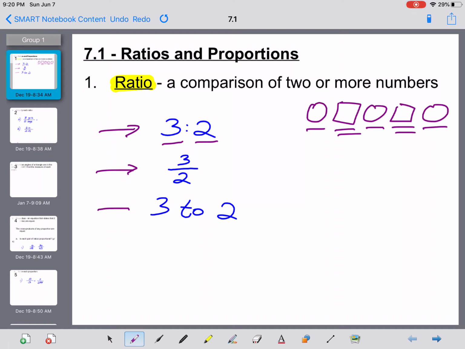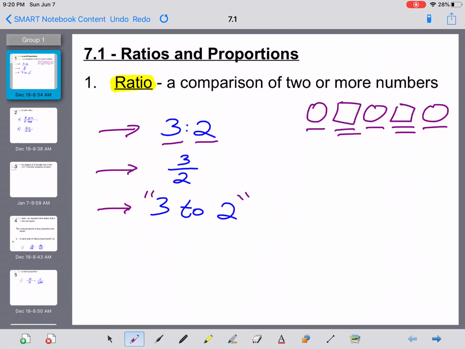This third way is one that you'll see more in a writing or a social studies or an English setting rather than in math, where you actually use the word "to" in the middle. But in all 3 of these cases, we would say it exactly the same way, and this is the way we would actually read that out loud. All of these are ways of presenting a 3-to-2 ratio.